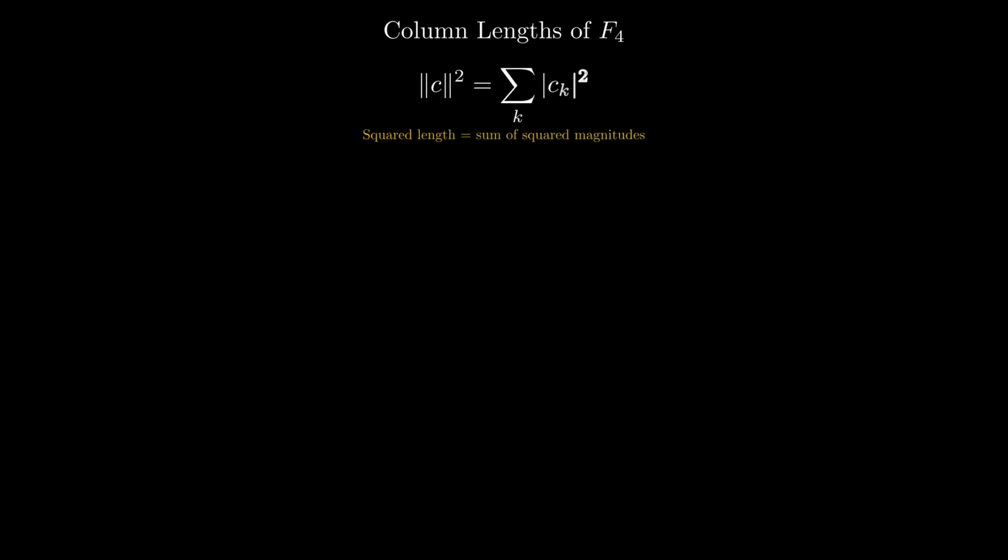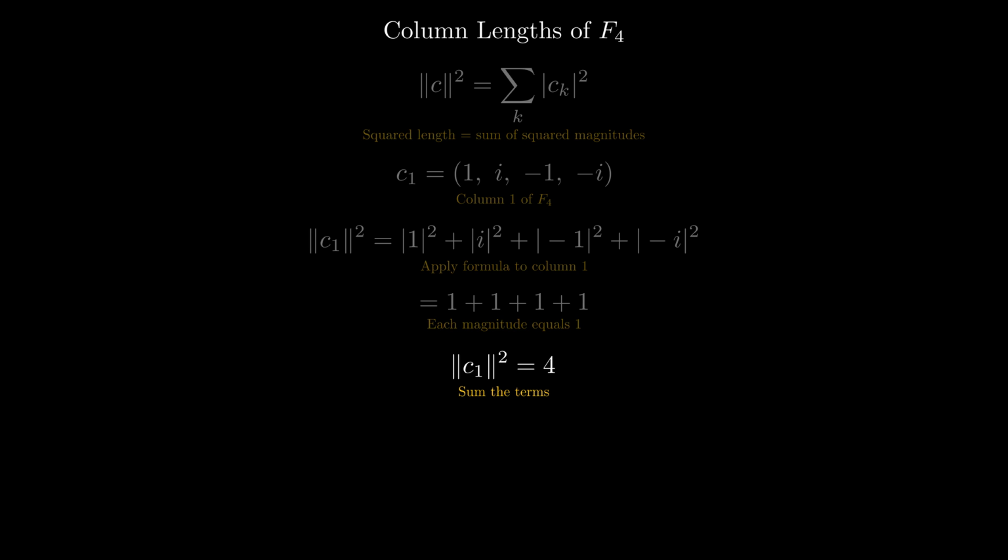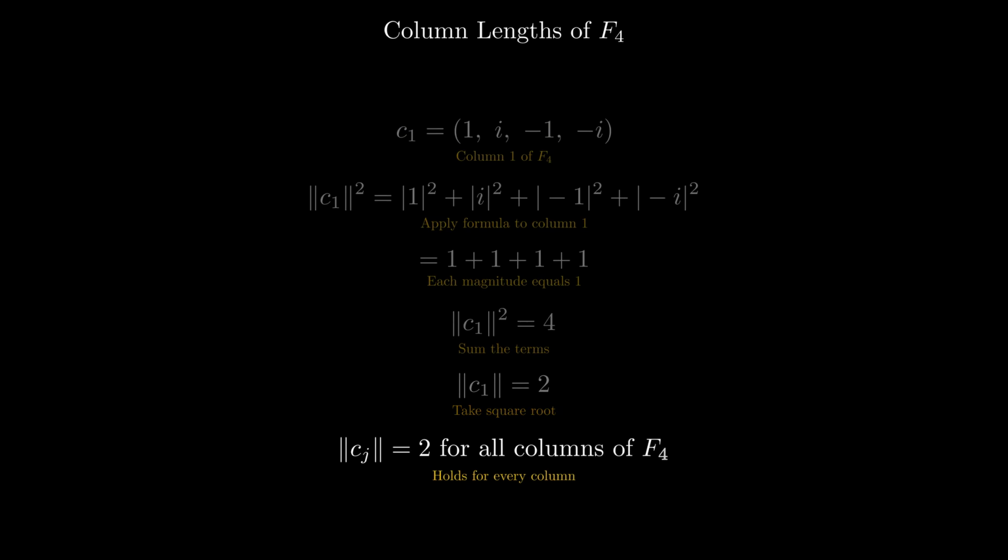Now let's check the column length. The squared length of any column is the sum of the magnitudes squared of its entries. Take column 1. Its squared length equals the magnitude of 1 squared plus the magnitude of i squared plus the magnitude of negative 1 squared plus the magnitude of negative i squared. Each of those magnitudes is 1, so we get 1 plus 1 plus 1 plus 1, which equals 4. The squared length is 4, so the length itself is 2. And the same story holds for every column of F sub 4.